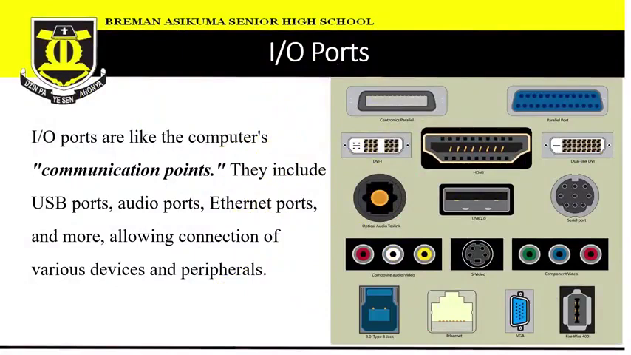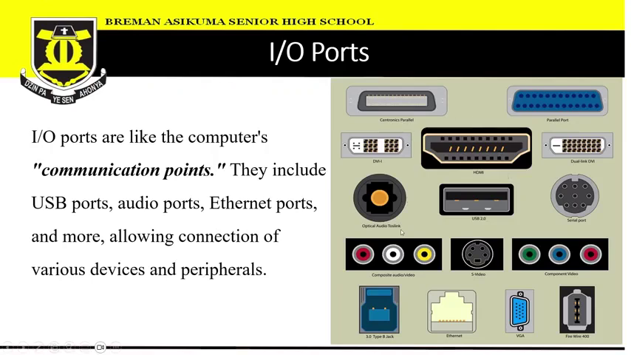Let's look at input and output ports. Now, the input and output ports are like the computer's communication points. They include the USB ports, the audio ports, the Ethernet ports, and many more. These allow connection of various devices and peripherals.